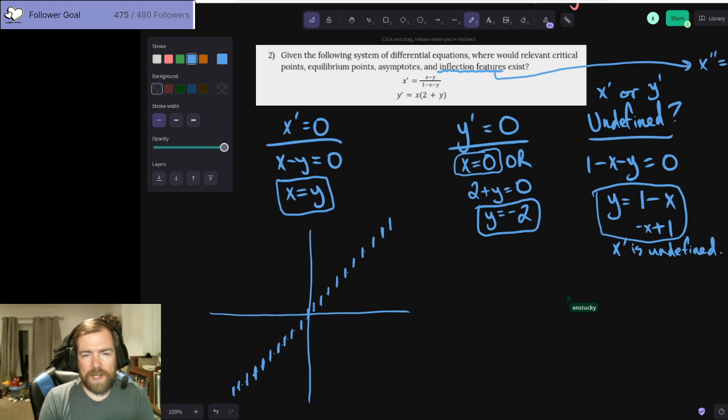All right, if y prime is equal to 0, then we have pure horizontal tangents. So those are going to be just horizontal, flat. And where do those occur? The vertical line x is equal to 0. Or the horizontal line y is equal to -2. All right, so go with somewhere about here.